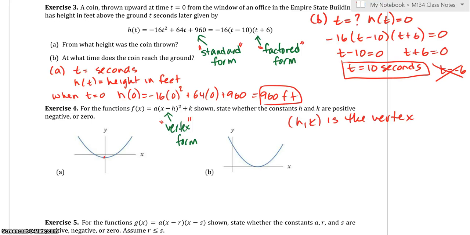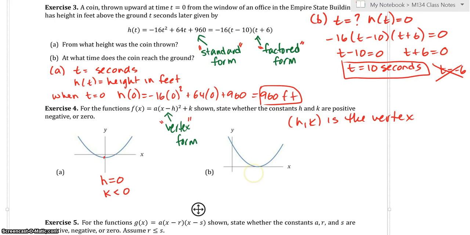Okay, did you get the answers? The answer to the first one: the h is the x-coordinate of the vertex, and the k is the y-coordinate of the vertex. So the h is 0, and the vertex is below the x-axis, so the k is negative. The second one.